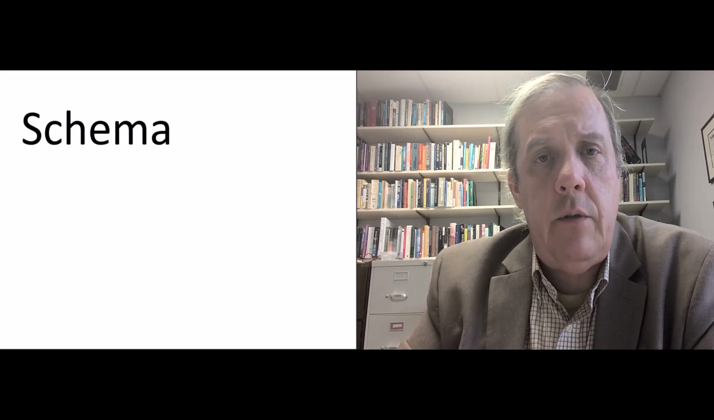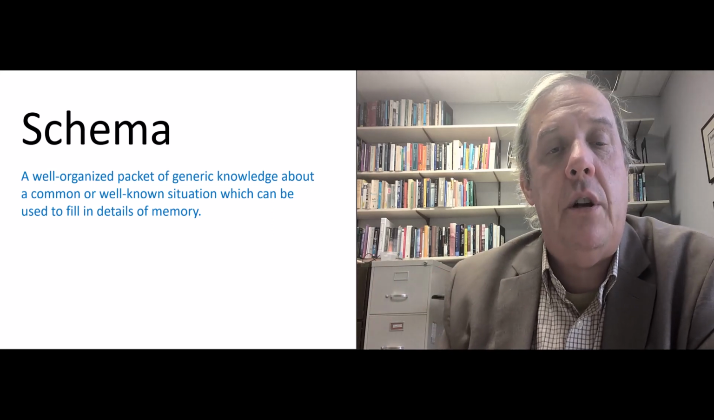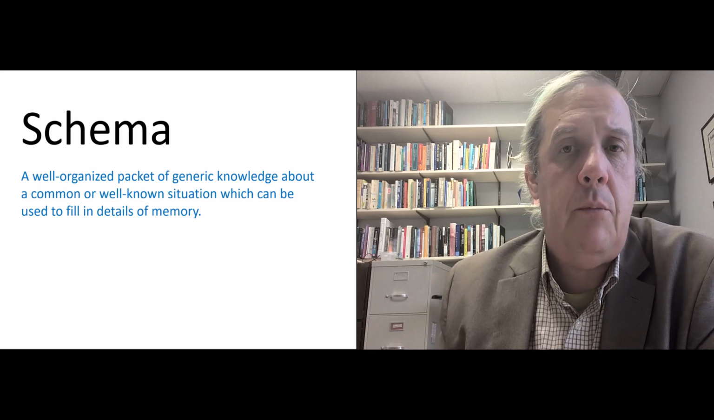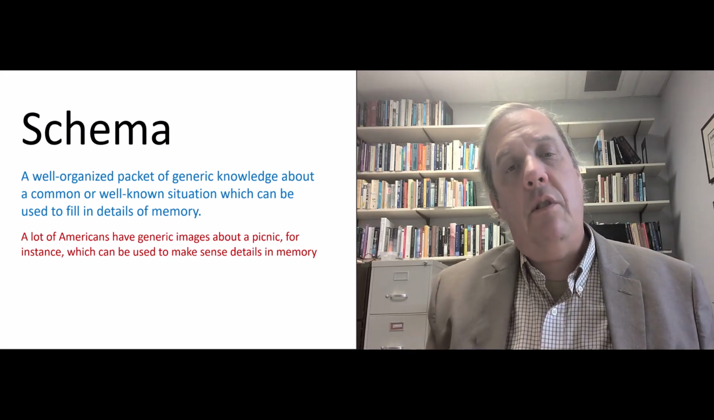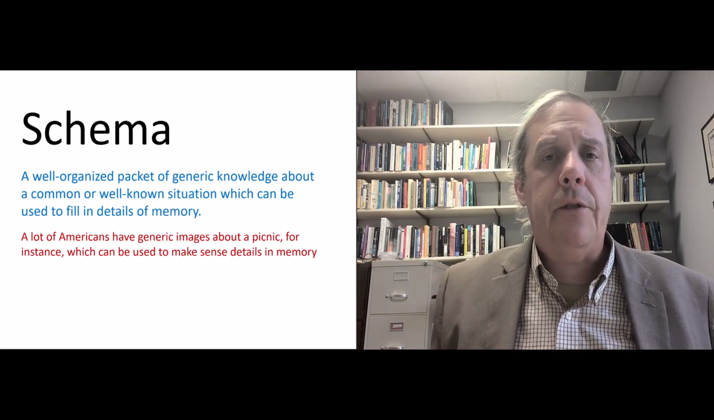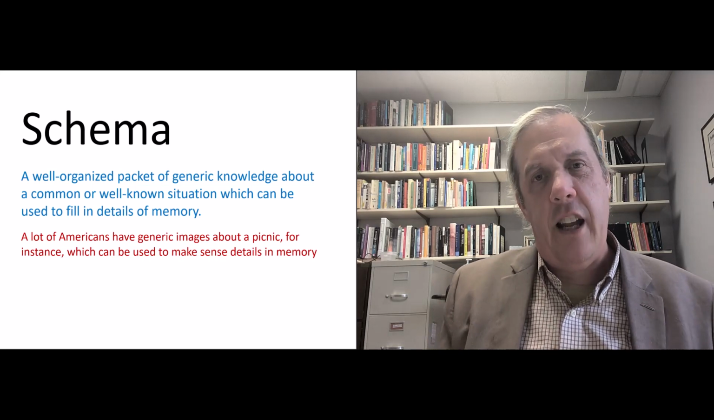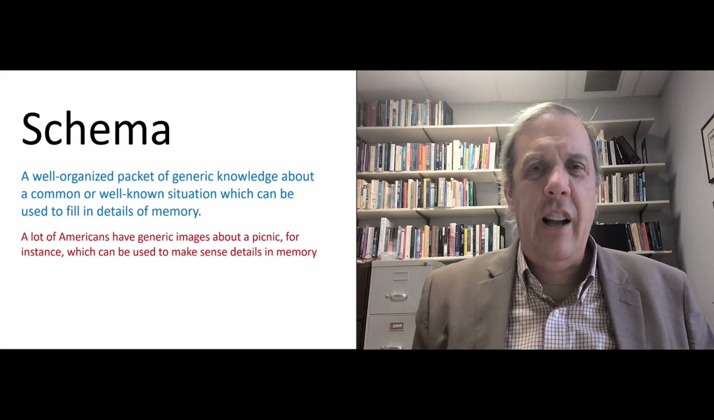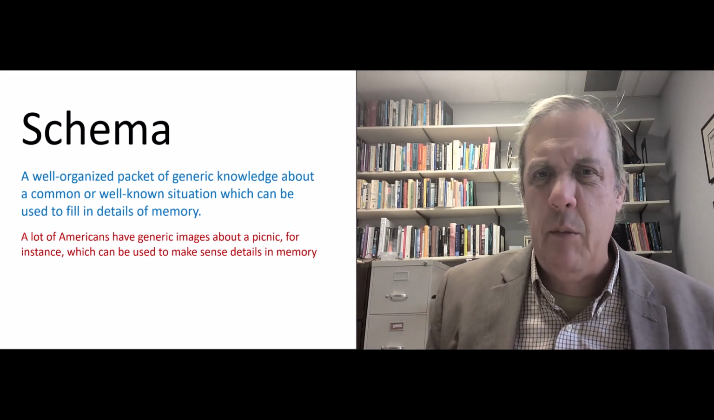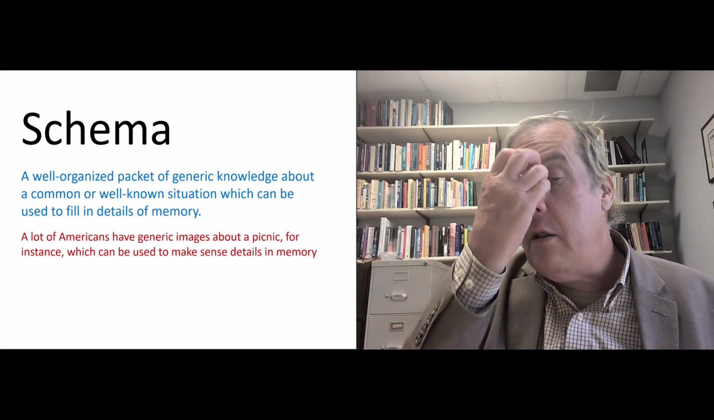Another important thing to think about here is the idea of a schema. A schema is a well-organized packet of generic knowledge about a common or well-known situation that is used to fill in the details of memory. And the example that Southworth and Sawyer give is the image of a picnic, right? If I ask you to picture a picnic, you probably imagine, if you grew up in the United States, a wicker picnic basket and maybe a checkered blanket that you sit down on, and maybe you're on a date. Or maybe if you're my age, you remember the old Yogi Bear cartoons where the bear tries to steal the picnic basket. Actually, I'm not sure how many people actually go on picnics that look like that schema. It's not so much a schema from experience, it's a schema from our culture. But in any case, we use that to fill in details of our memories.